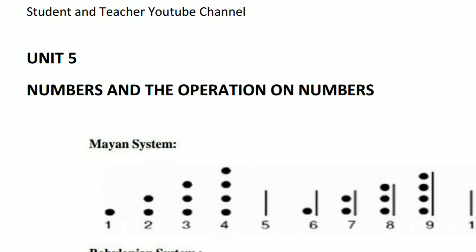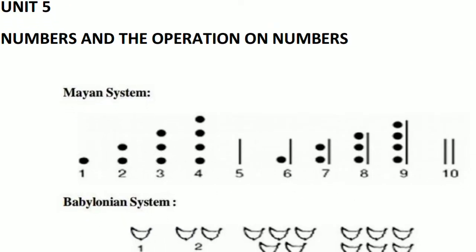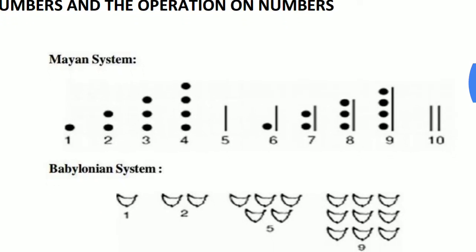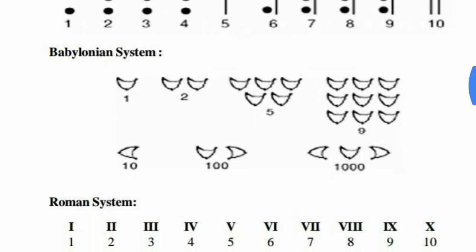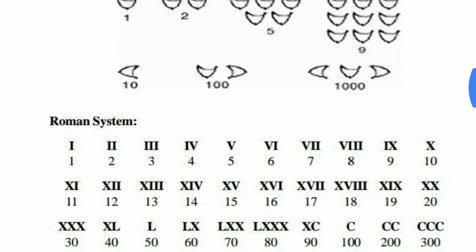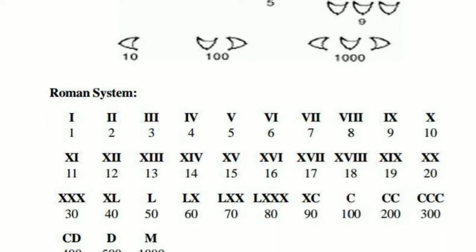Now this is Unit 5 of D.El.Ed 504, Numbers and the operations on numbers. So first, a few number systems are given here: the Mayan system, and how numbers were represented in these number systems, the Babylonian system, then the Roman system, which we are familiar with already.